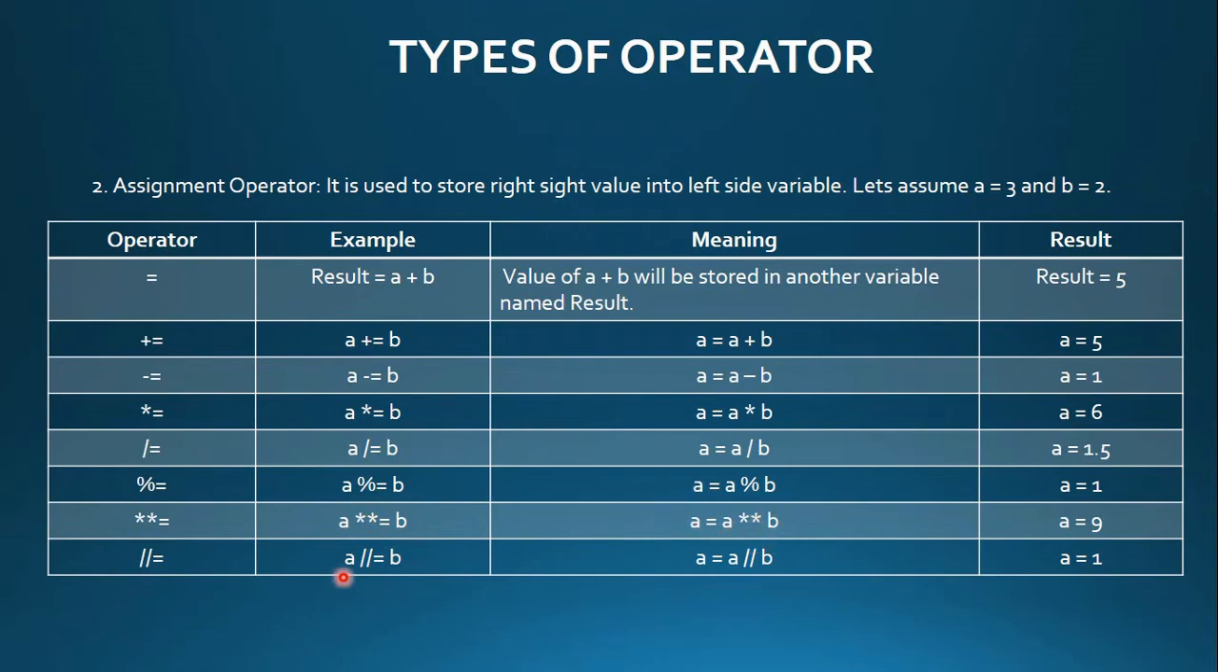Okay. The last one is a integer division equals to b. What does it mean? It means a equals to a integer division b.